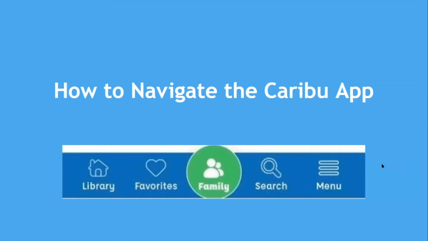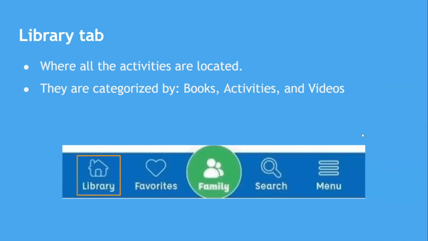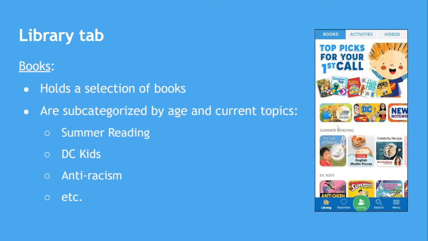Once you finish that, it will load the application screen. At the bottom of the screen, you'll find these 5 options. First, we're going to talk about the library option. Under this option, all the activities are located. They are categorized by books, activities, and videos. Once you click on the library option, you will see this screen.